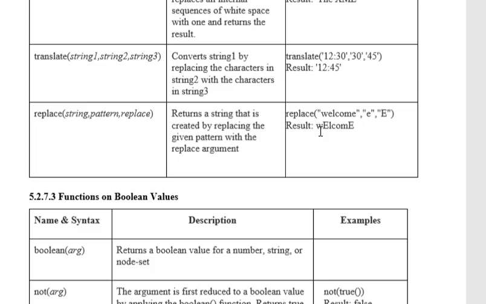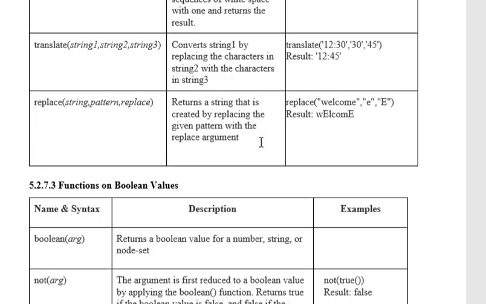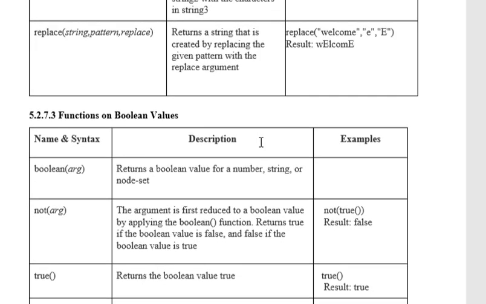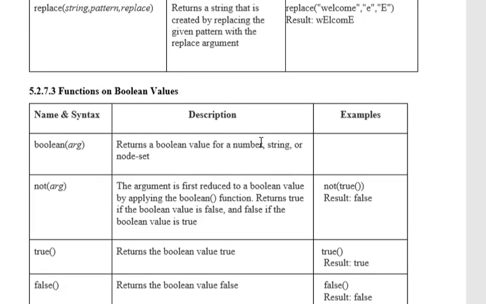Here, if you see, the original string is welcome, and we replace e by E, so that every occurrence of small e is replaced by capital E. So this is what the replace function does. This is something useful when you want to print, for example, data from an XML document in a particular way.